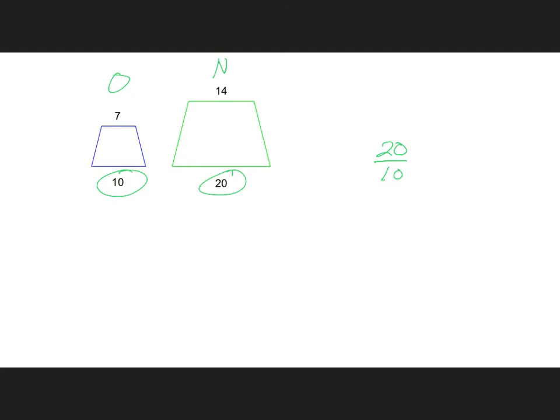You are not wrong if you wrote it as 10/20, because it was not labeled which one was our new and which one was our original. The other ratio I could use is 14/7 or 7/14, because it was not properly labeled. Hopefully this helps you to better understand how to write a ratio comparing two different shapes.